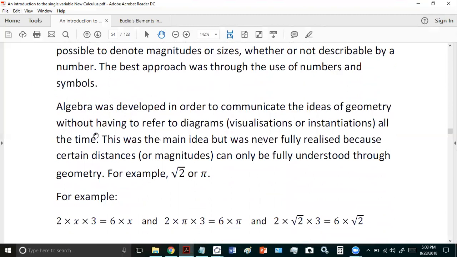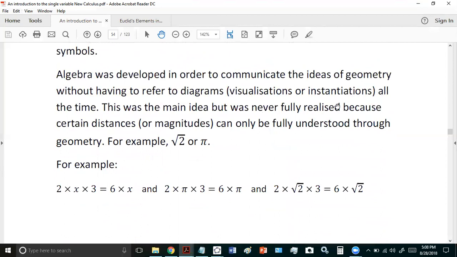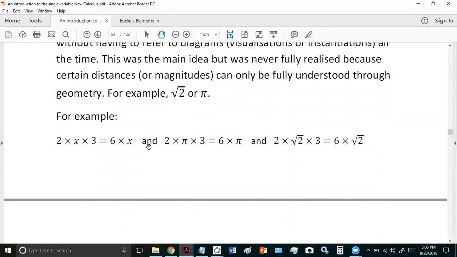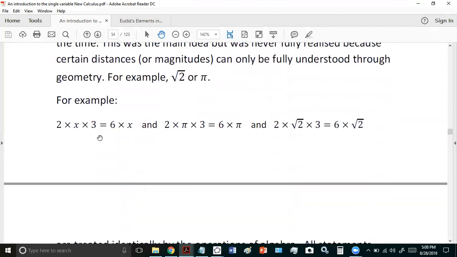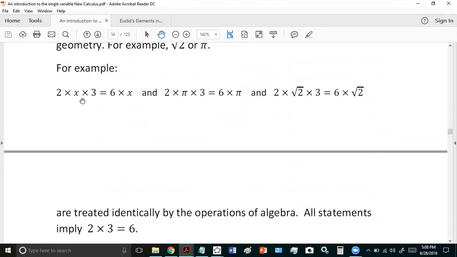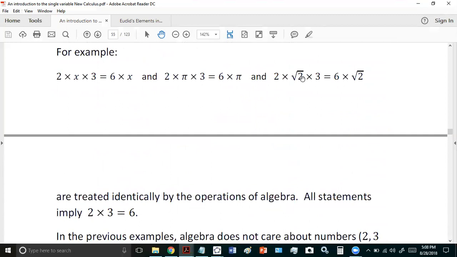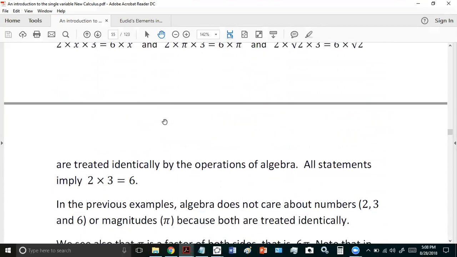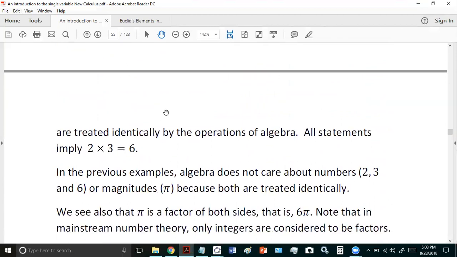So algebra was developed in order to communicate the ideas of geometry without having to refer to diagrams, visualizations, or instantiations all the time. And this was the main idea, but was never fully realized because certain distances or magnitudes can only be fully understood through geometry. For example, square root 2, pi, etc. Now, all these equations that you see here are identical. And you'll notice, if you study carefully, that there's no difference between the way x, pi, and square root 2 are treated. They're all treated identically in algebra.